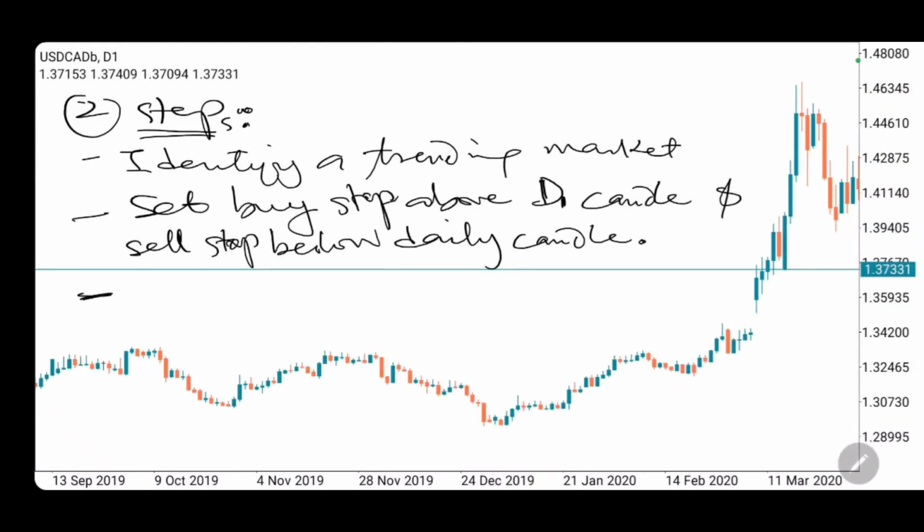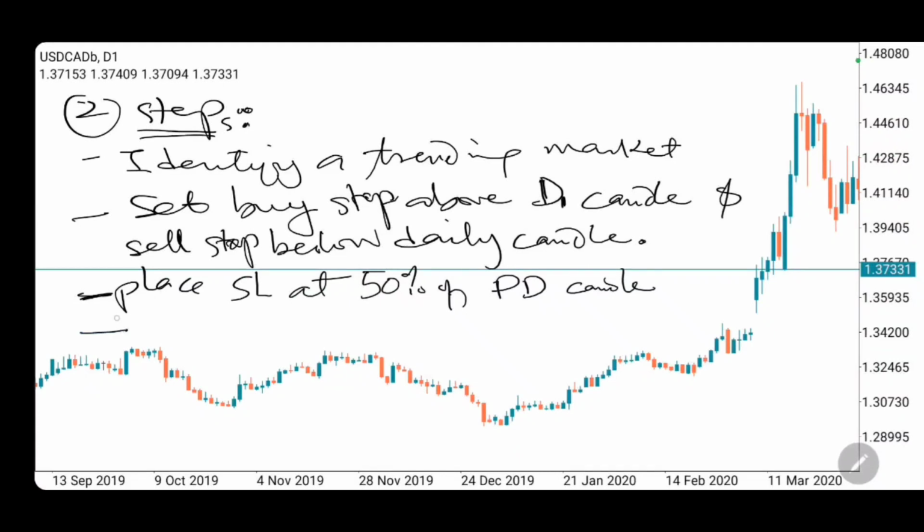For your stop loss, once the previous day's candle high has been broken and you enter a buy trade, you place your stop loss at 50% of the previous day's candle. When you enter a buy trade or a sell trade as a result of your buy stop being activated, you place your stop loss at the half, or 50%, of the previous day's candle.